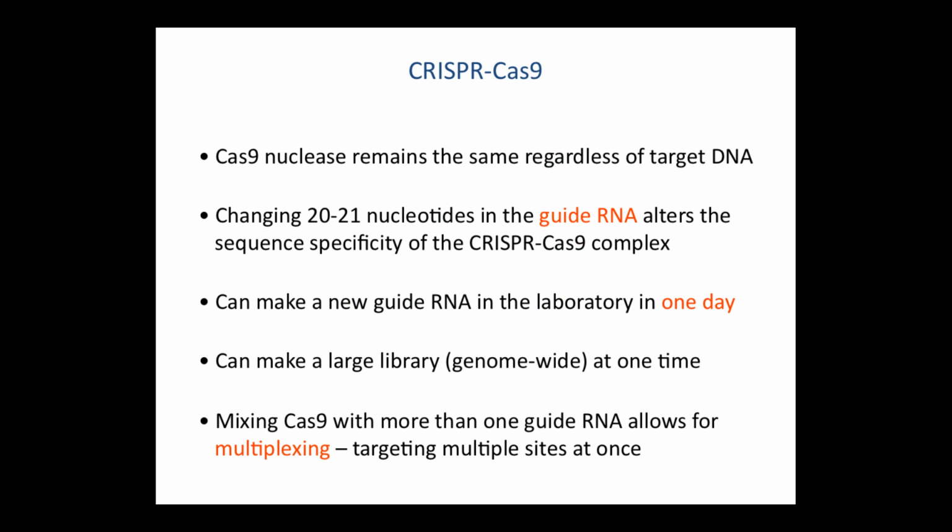There are some clear advantages to the CRISPR-Cas9 system. The Cas9 protein is a fixed component. It remains the same regardless of which DNA sequence you wish to target. This contrasts with other genome editing tools like zinc finger nucleases and TALENs, where new proteins must be produced for each new DNA sequence that's to be targeted. With CRISPR-Cas9, it's the RNA component that's changed. In order to change the specificity of the CRISPR-Cas9 complex, all you need to do is change the first 20 to 21 nucleotides of the guide RNA.